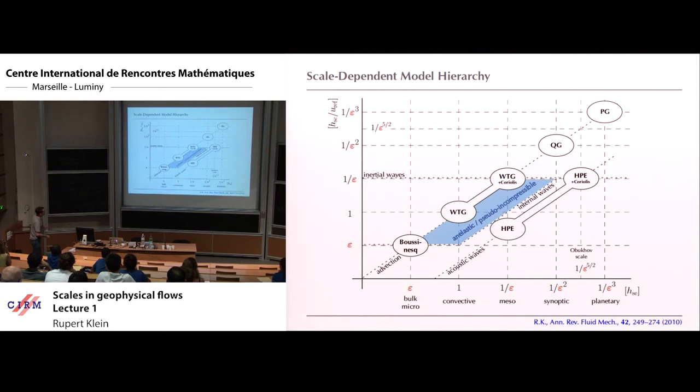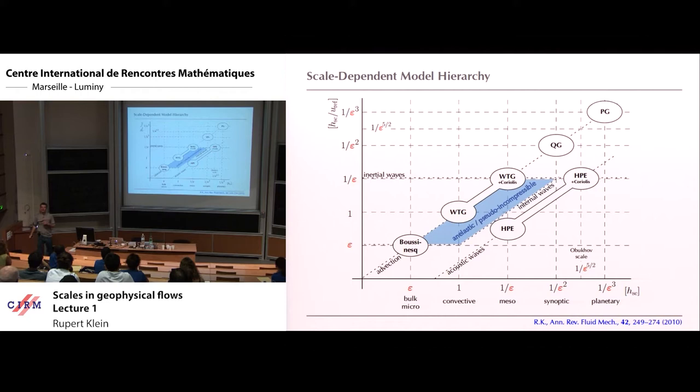And I could draw a picture, a graph, in an annual reviews report that I wrote in 2010, where on the horizontal axis I have length scales in terms of the scale height times inverse powers of epsilon, and here the advection time rescaled with powers of epsilon. Then by standard asymptotic arguments you could straightforwardly derive the Boussinesq equations on small scales, the quasi-geostrophic equation which I already mentioned, weak temperature gradient approximations of different types, the hydrostatic primitive equations which are at the core of most climate models today, planetary geostrophic, etc., etc. So all of them come out, and there is one more twist in this diagram.